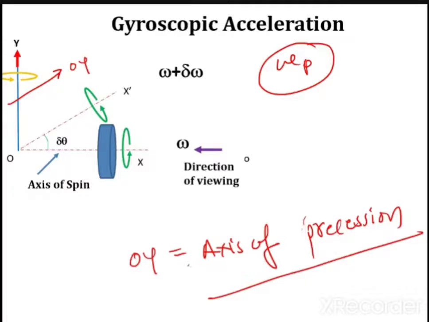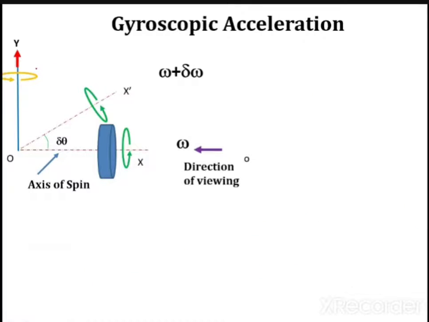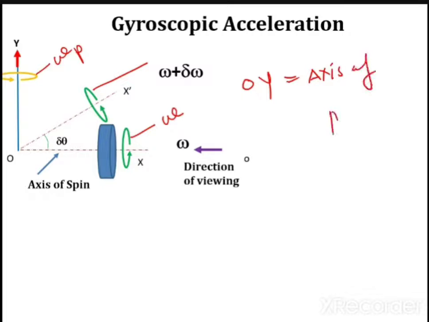Now what is omega p? Let us say this is omega p, and this is omega, and this is omega plus del omega p. First of all, what is the axis of precession? OY is equal to axis of precession. First of all, let us understand what is axis of precession.